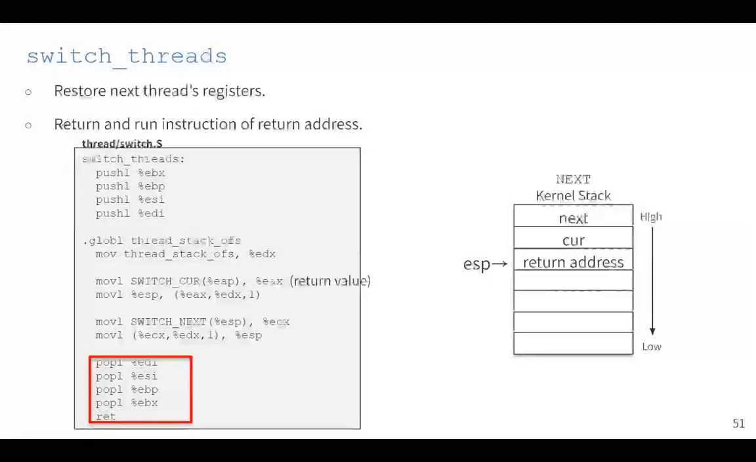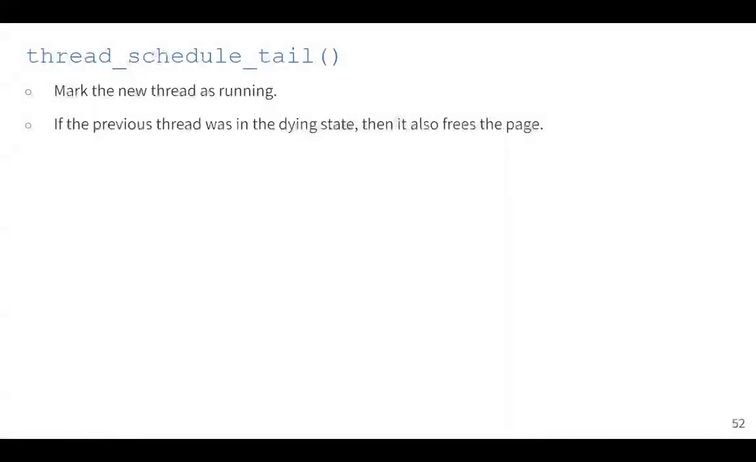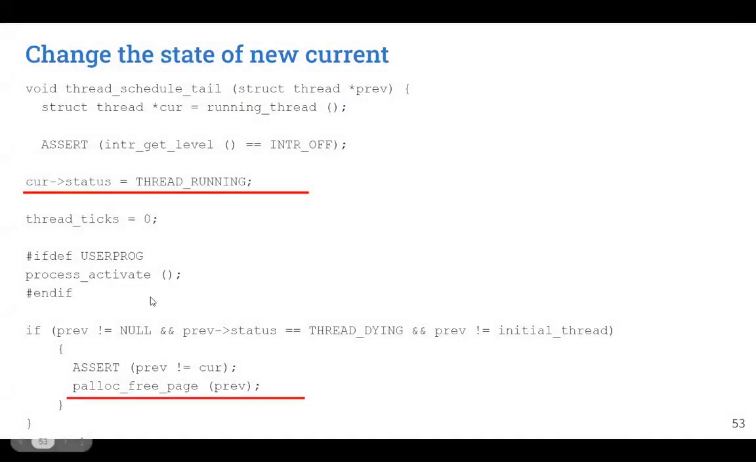So after doing all this, the schedule function calls thread schedule tail. What it does is simple. It marks the new thread as running, and if the previous thread was in the dying state, it also frees the pages allocated to the previous running thread. As you can see, this part is actually implemented in C. It sets the current thread status as thread running, and if the previous thread is in thread dying state, it frees the pages allocated to the previous thread.